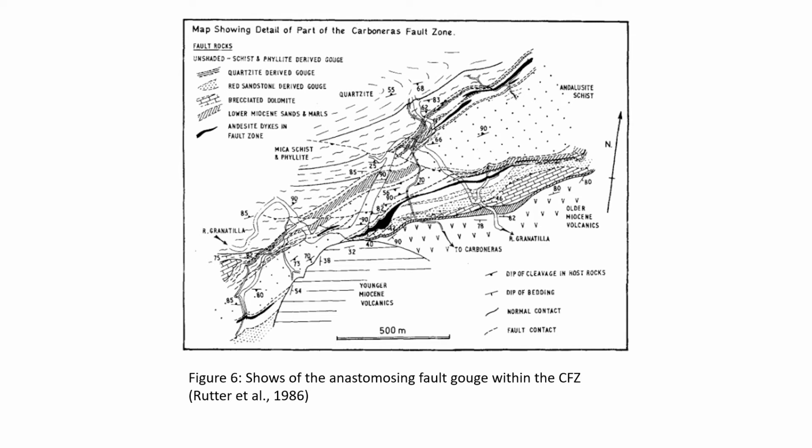Across the fault zone, there are 2 main strands of faulting, one in the north and south, and between these there are lesser faulting strands. These strands are anastomosing throughout the zone, as seen in figure 6. Here, we can see how all the bands of gouge are joined throughout and shows the different compositions of the gouge, such as mica schist, quartzite, and red sandstone.